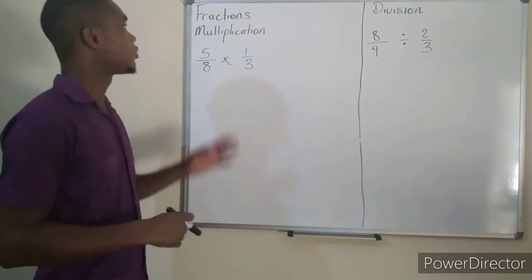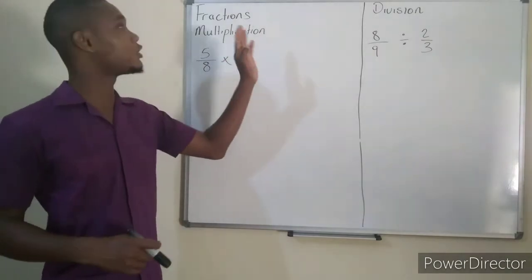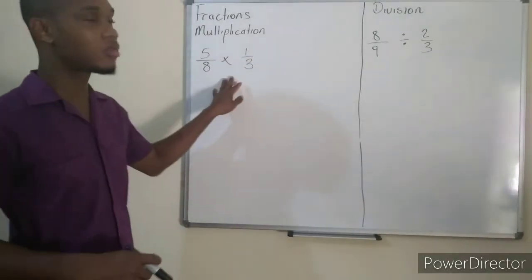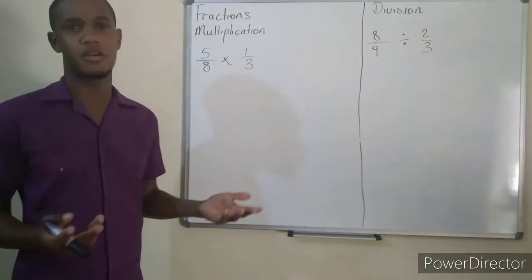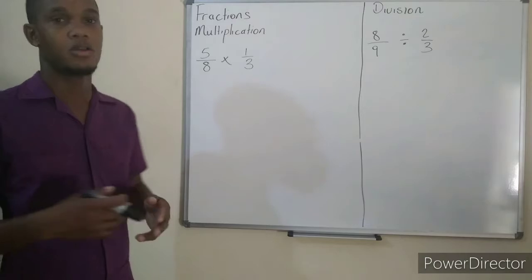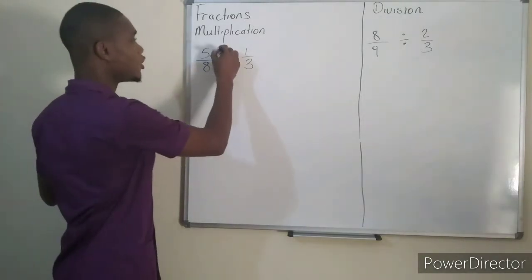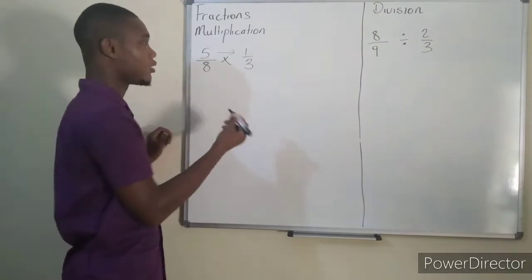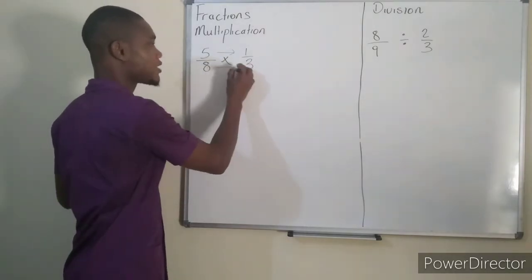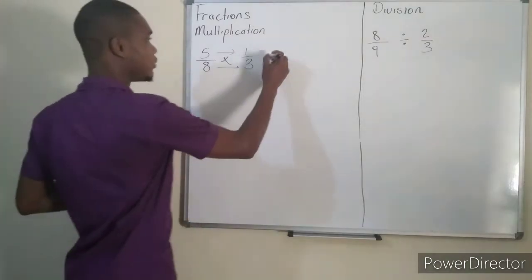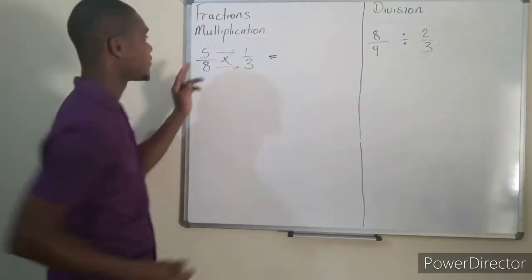So for today we'll be looking at fractions, but we are going to be focusing on multiplication and division. With multiplication, it's very simple. You just need to multiply horizontally. So the numbers that are the numerators, multiply those, and the numbers that are the denominators, you'll multiply those together. Once you're dealing with multiplication, you'll just simply multiply across.